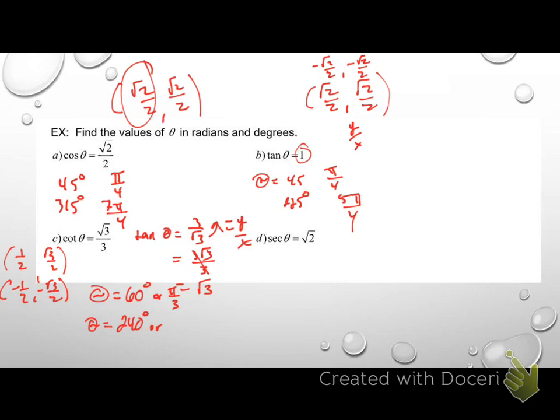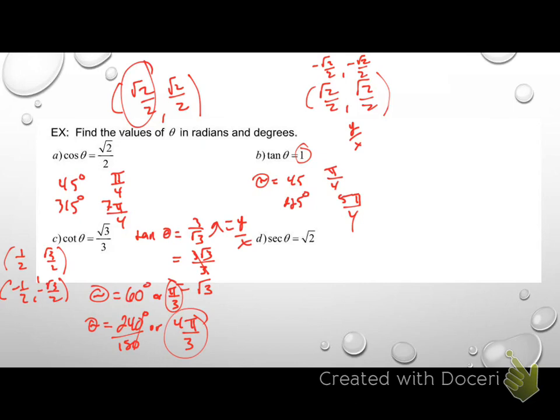And then for the next guy, we would get, trying to think. Well, then let's just divide this by 180 and see what we get. Yeah, 4 pi over 3. Sorry, it took me a second.